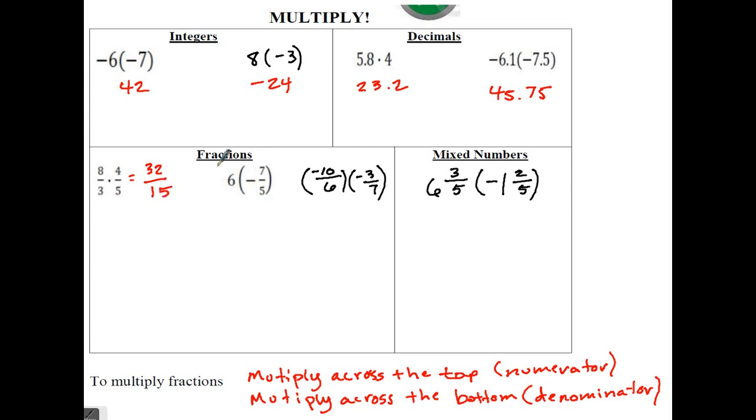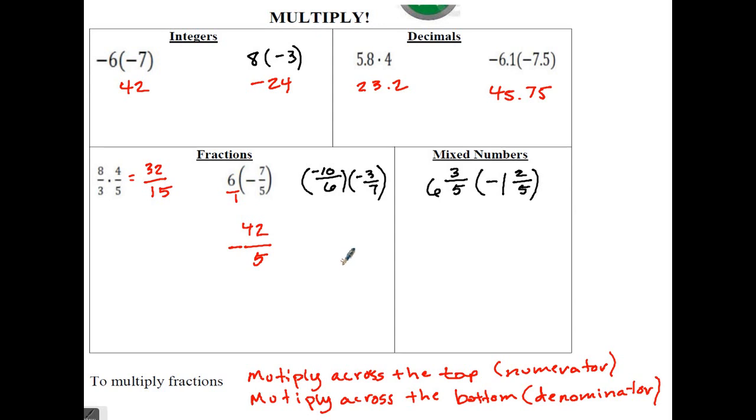For the next fraction, we have 6 times negative 7/5. We want to deal with this by making the 6 a 6 over 1. And now we're going to just multiply across the top. 6 times a negative 7 is going to be 42. 1 times 5 is going to give us 5. And you have different signs, therefore it's going to be negative.